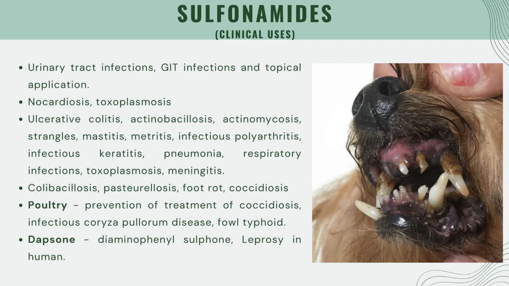Here are the clinical uses of sulfonamides. In poultry, they are used for prevention and treatment of coccidiosis, infectious coryza, pullorum disease, and fowl typhoid. Dapsone, also called diaminodiphenyl sulfone, is used for treatment of leprosy in humans.